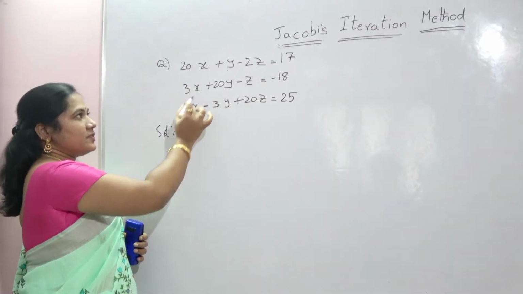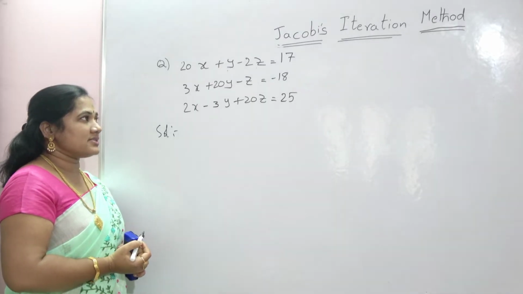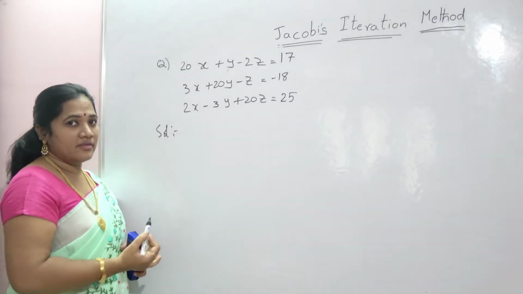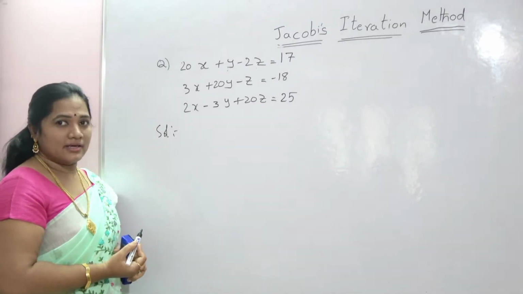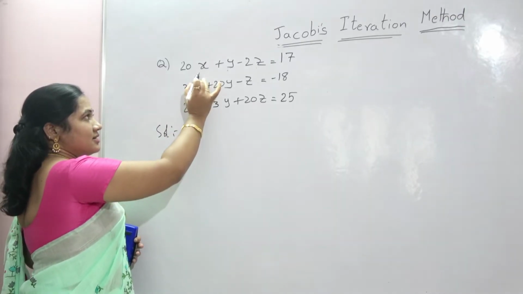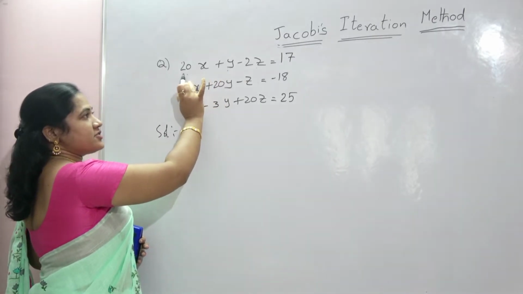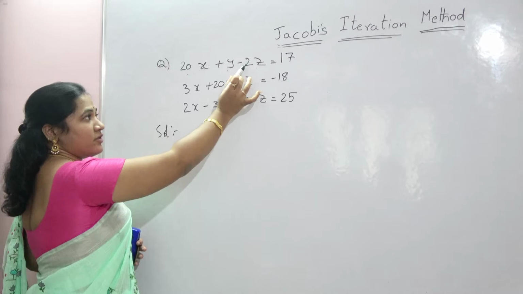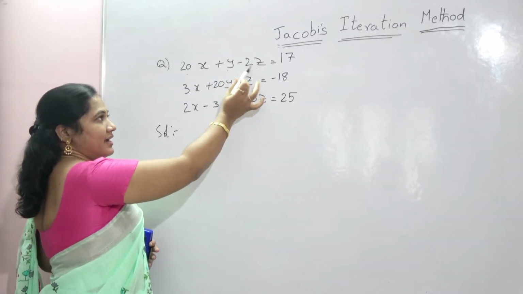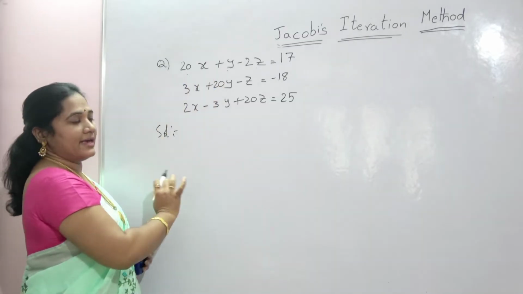Solve 20x plus y minus 2z equals 17, 3x plus 20y minus z equals minus 18, 2x minus 3y plus 20z equals 25 using Jacobi's iteration method. The first step is to observe the coefficients of x, y, z. Here the x coefficient is 20, y coefficient is 1 and z coefficient is minus 2. So 20 is higher than the y and z coefficients. So write this equation in terms of x.